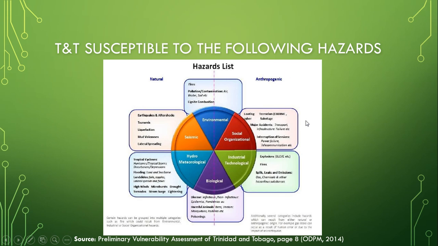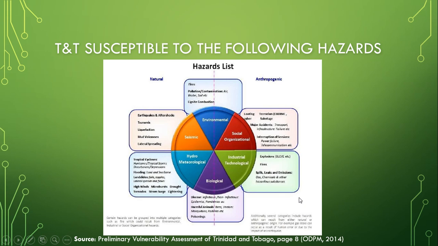Anthropogenic hazards, we as a nation, we are susceptible to various forms of terrorism, including cyber terrorism. Some of the consequences of this can be major accidents and failures to our transport system and our infrastructure, interruption in various services such as our power, telecommunications, etc. So disruptions there can have serious consequences for our nation, even on an economic and social level.